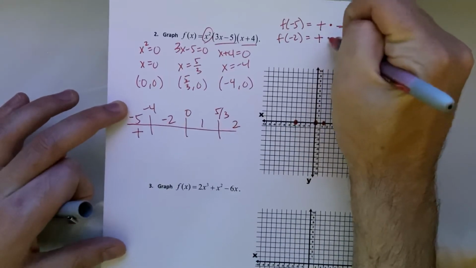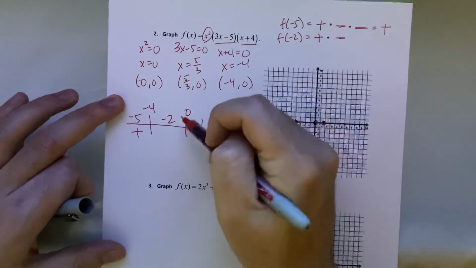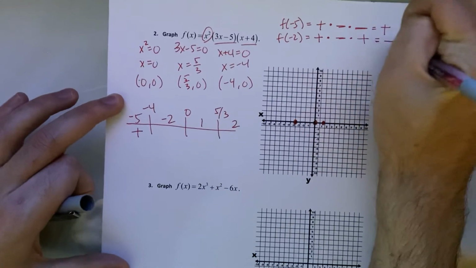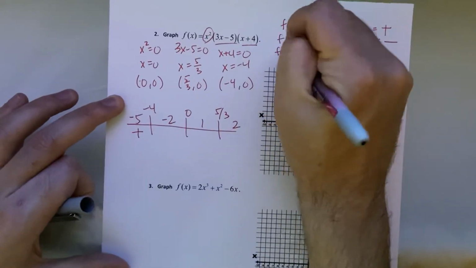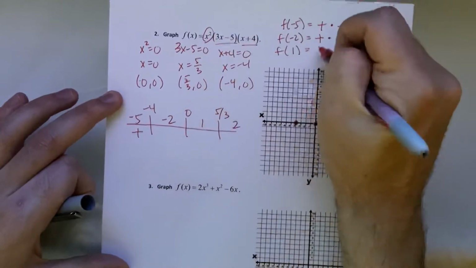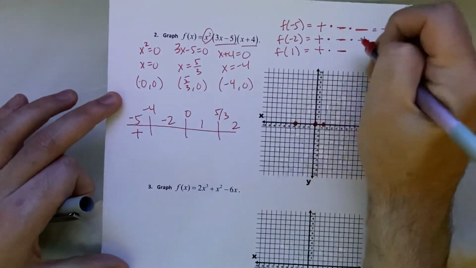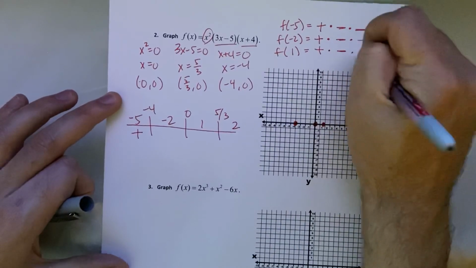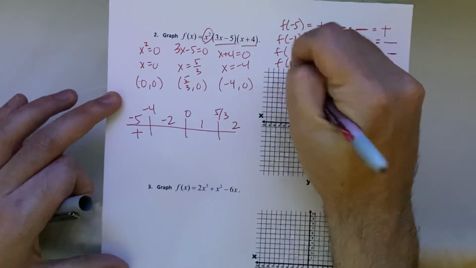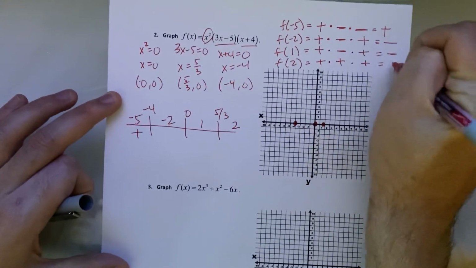-2 squared is, of course, always positive. 3 times -2 is -6 minus 5 is negative. But -2 plus 4 is actually positive. Positive times negative times positive is negative. Do the same thing for 1. Positive. 3 times 1 minus 5 is actually still negative. 1 plus 4 is still positive, so positive times negative times positive is the same as the last one. It's negative. And f of 2 is positive. 6 minus 5 is positive. It's positive, which is positive.